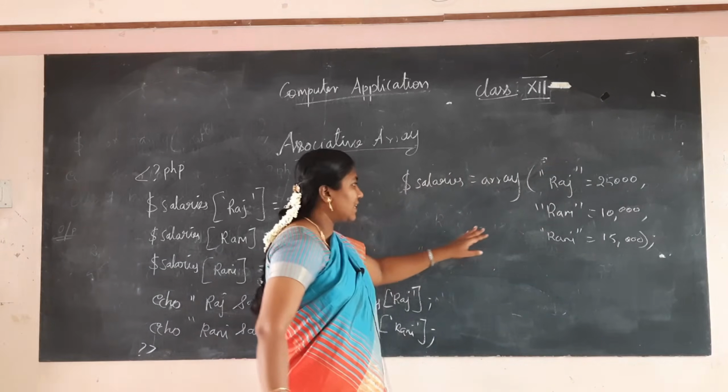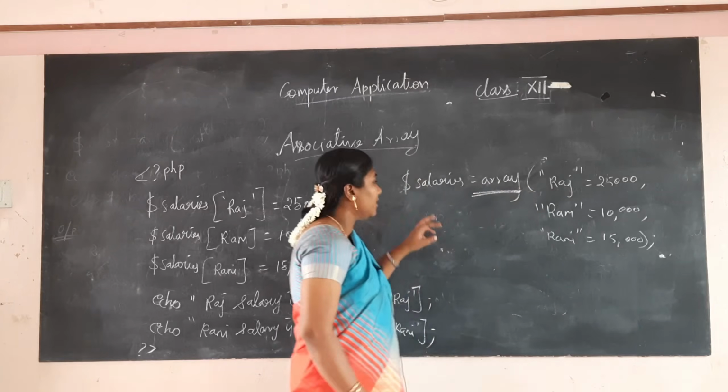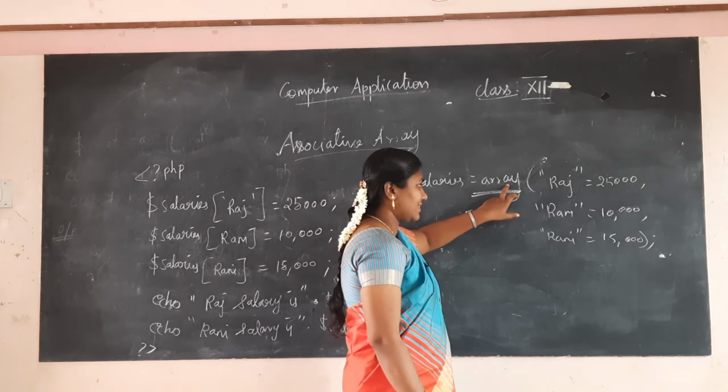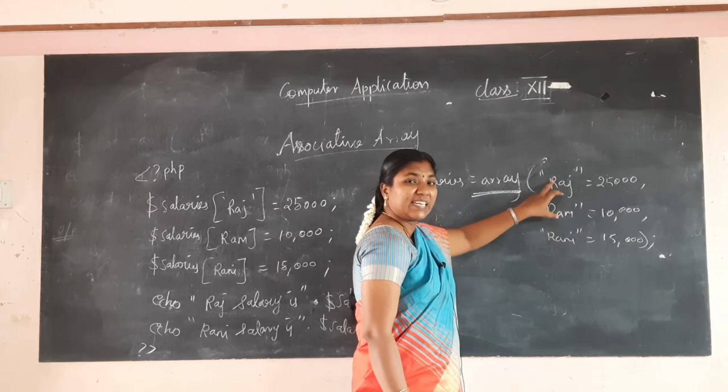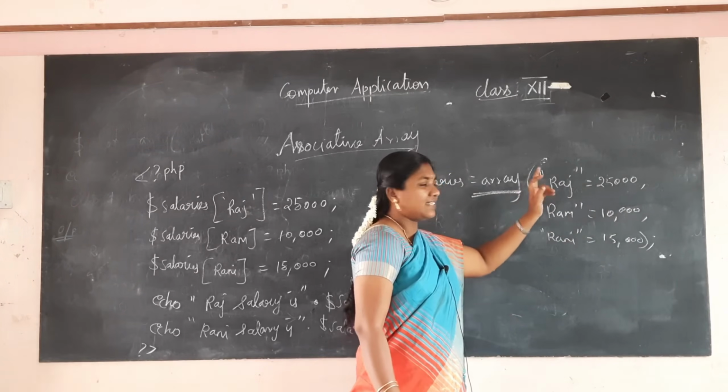Okay, so this is one way of creating an array with the keyword array. Dollar salaries is equal to array, where array is the keyword, and I have given 3 string indexes and the 3 corresponding values for each index.